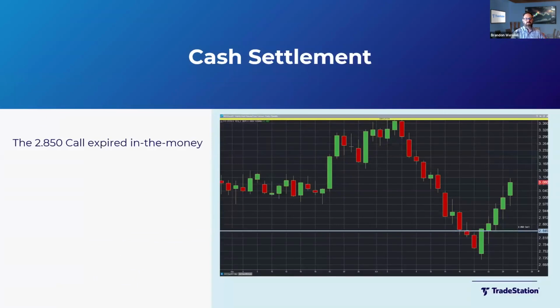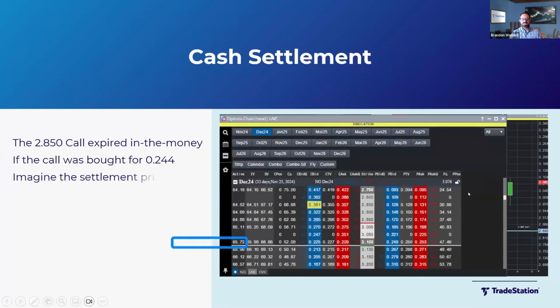So just as a quick example right here for cash settlement, if you had a 2.850 call option on nat gas, the actual security was trading at 3.08. That expired in the money. So if you own that option, your settlement price happened to be at 0.351. Now remember, they're buying a 2.850 strike price and they bought it for 0.244. If the settlement price happens to be 0.351, they obviously made a profit.